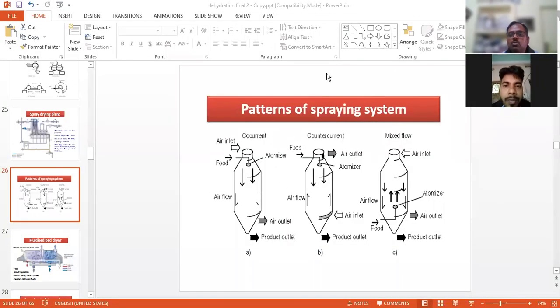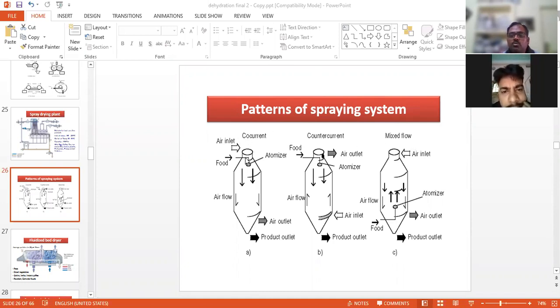This is also something we have to discuss. This is the pattern of spray drying. Here we can see co-current, counter current, and mixed flow. These three patterns are actually used in the industry.